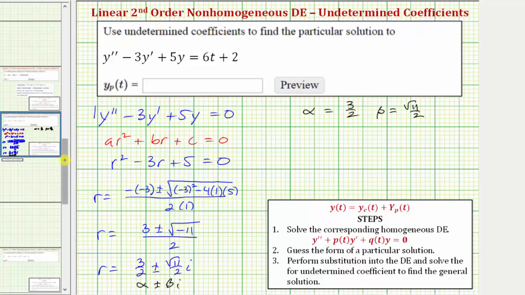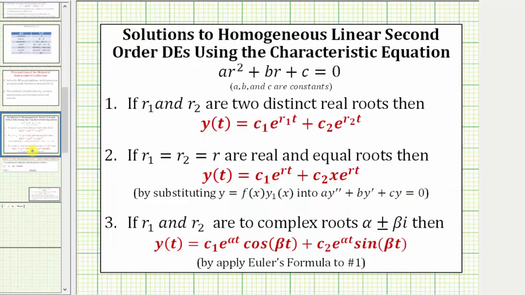So for review, because the characteristic equation had two complex roots or solutions, the general solution to the homogeneous differential equation, which gives us the complementary function of the non-homogeneous differential equation, is going to be in this form here, where again alpha is equal to 3 halves and beta equals square root of 11 divided by 2.